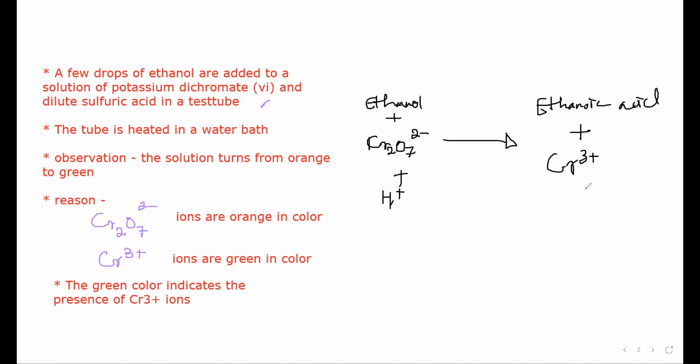Does the color change only happen when you add potassium dichromate and sulfuric acid? Yes, because the color belongs to the dichromate ion. Now why are we adding dichromate here? To observe the color change.